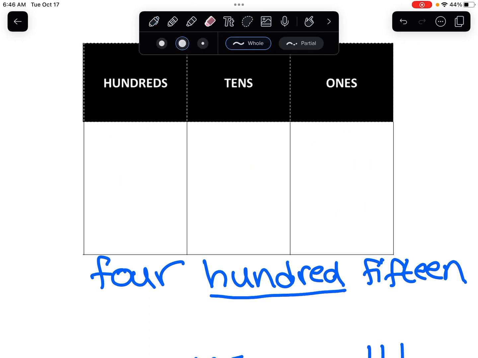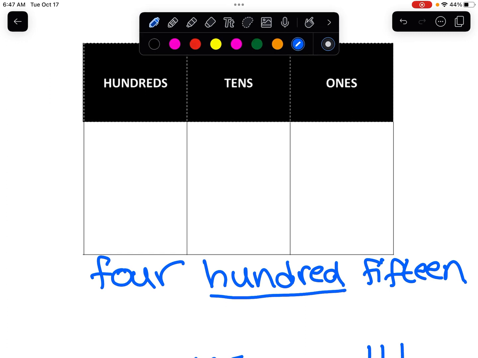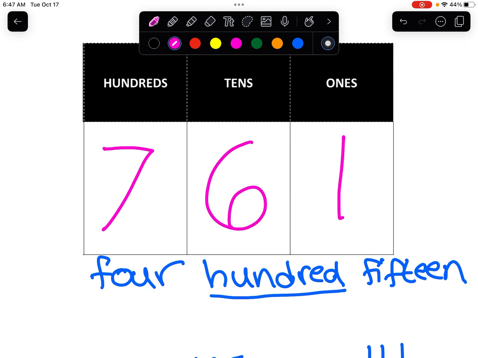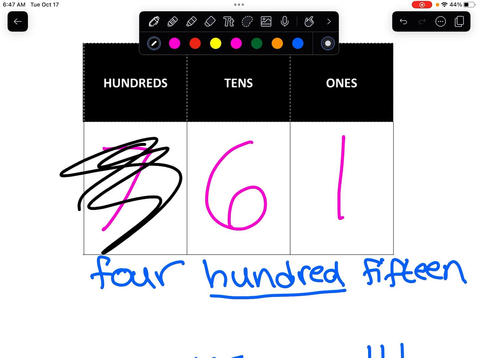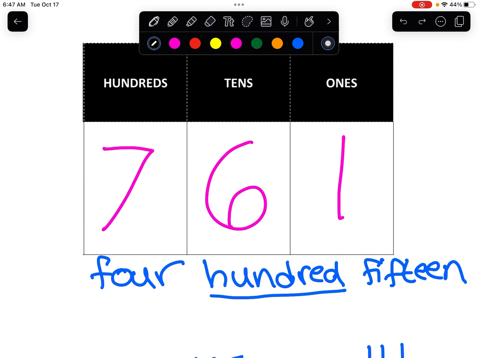Okay, let's see. What number should we do? Let's do a different color. Let's do green or pink. I like pink. 761. So we apply the same rule where we know how to say 61. 61, we know our double digits, our tens and ones. Then if we have a number in front of it, we just say the number, then 100. So 700, because it's a 7, 761.